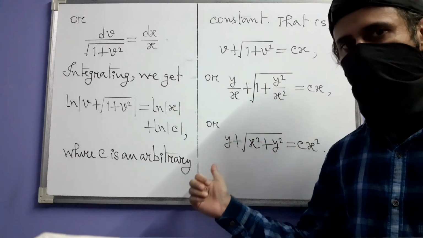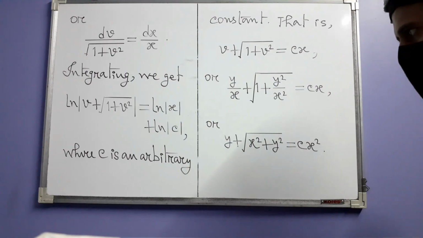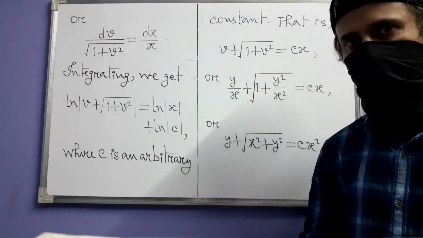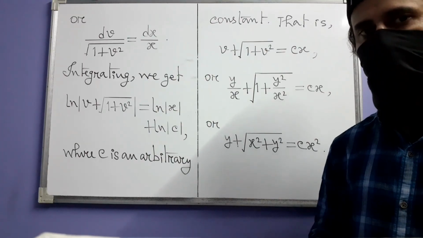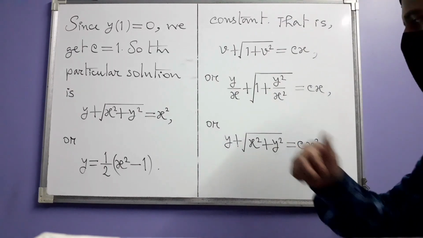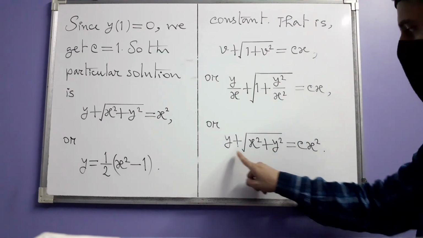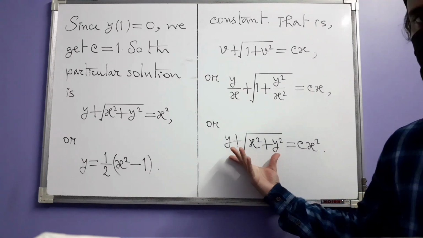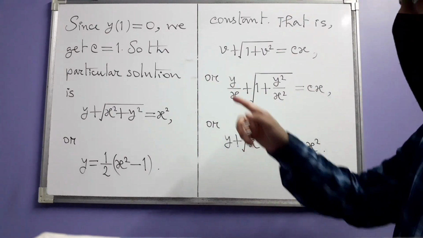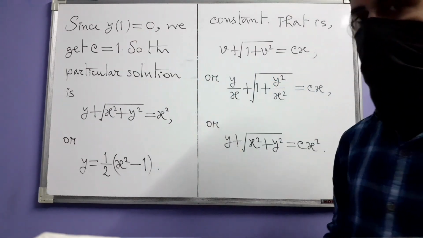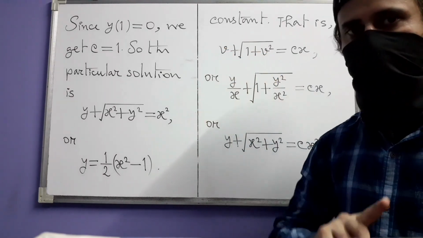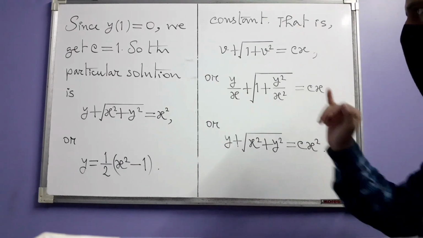y plus square root of x square plus y square is equal to cx square. And now from here, we have to find the value of c using that initial condition, that at the point x equal to 1, y is 0. What will you get if you put y equal to 0 and x equal to 1 here? y is 0 and x is 1, so the left hand side becomes 1 and the right hand side becomes c because x is 1. So that's how you get c equal to 1 because of this initial condition. And that is why the particular solution which comes from that initial condition is this equal to x square.